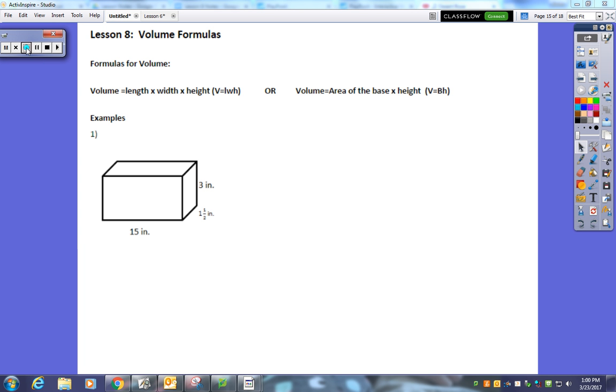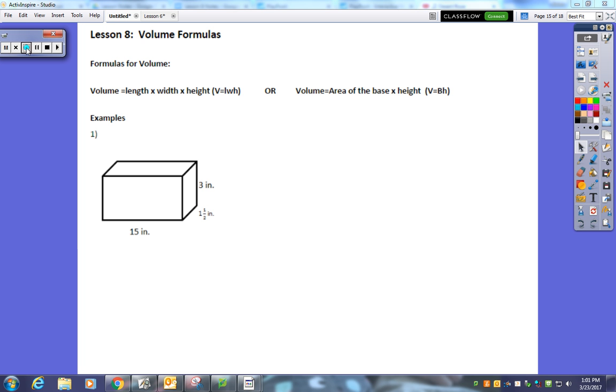Today we're going to be looking at Lesson 8, which is going to show us two separate volume formulas. One of the volume formulas that we're going to see is one that we've used in the past, and one may be newer to us. So if you look at the top of your paper, it gives you two different volume formulas.